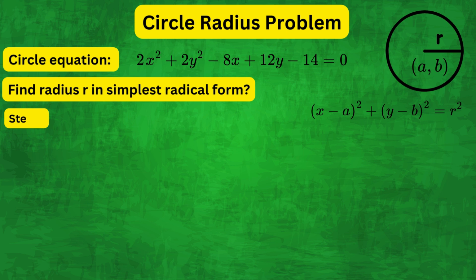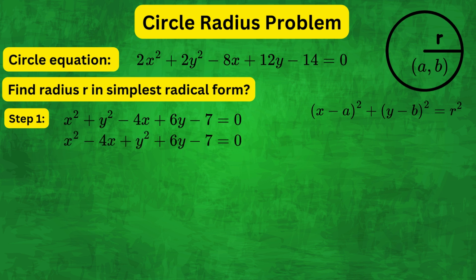Okay, so as step 1, we need to divide the equation by 2. So that gets us x squared plus y squared minus 4x plus 6y minus 7 equals 0. Now let's write x and y terms together. So we get x squared minus 4x plus y squared plus 6y minus 7 equals 0.